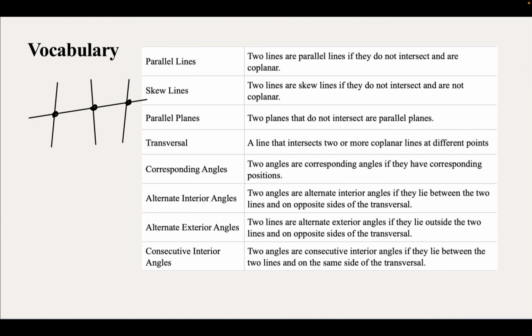Corresponding angles, alternate interior angles, alternate exterior angles, and consecutive interior angles, we are going to discuss those when we actually go through the example because they're easier to understand if you can see them.